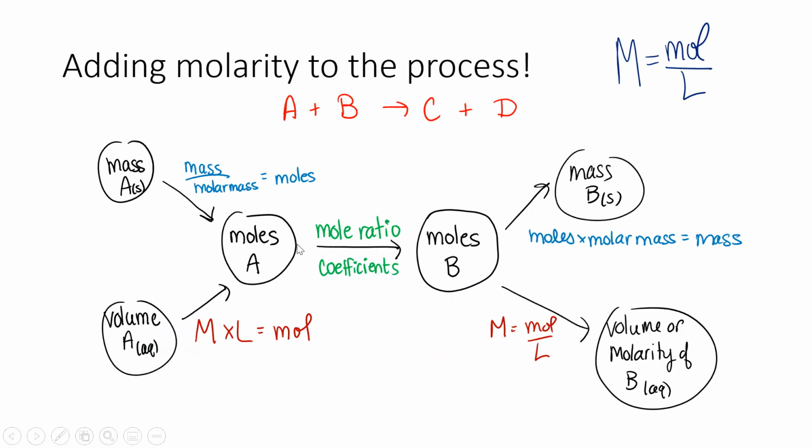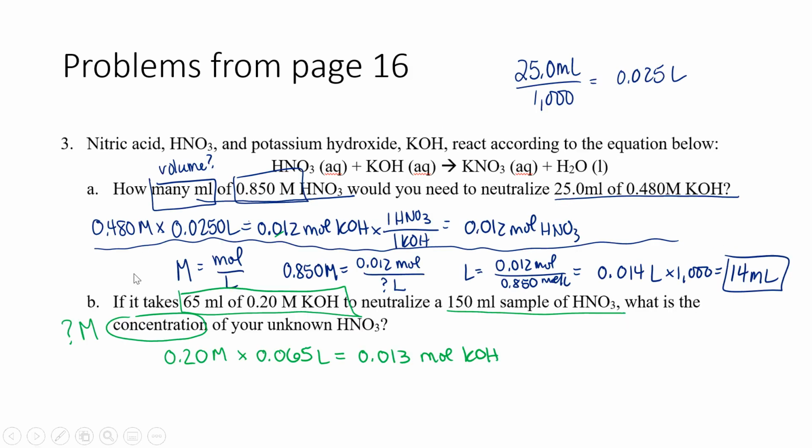So my next step is to use my mole ratio to go from moles KOH to moles HNO3. And it looks up here again, this is a 1-to-1 ratio. So remember, if there's no number written down in front of something, there's a 1 there. We assume that means there's just one of that substance. So for every 1 KOH that reacts, it looks like 1 HNO3 also reacts. So that means we reacted 0.013 moles of HNO3.